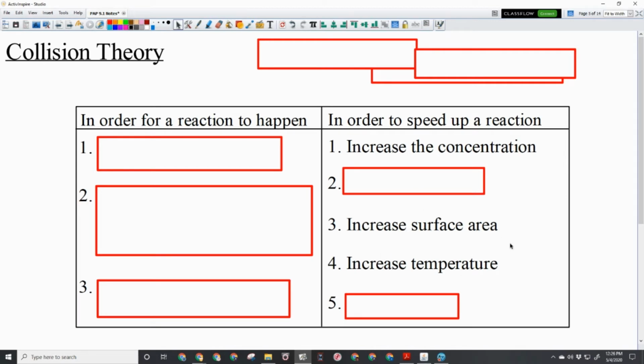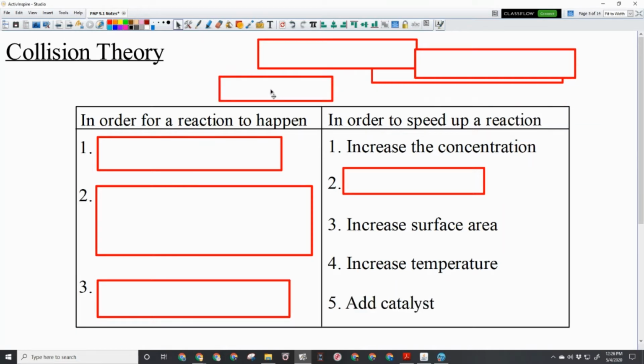Okay, another thing that we can do is increase the temperature. When we increase the temperature, we're adding energy. They're going to move quicker, and they're going to find each other more often, so that these three things can happen for the reaction.